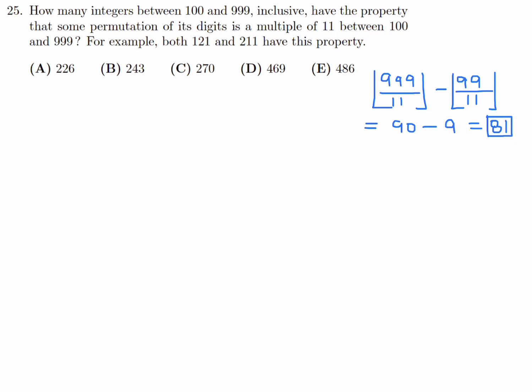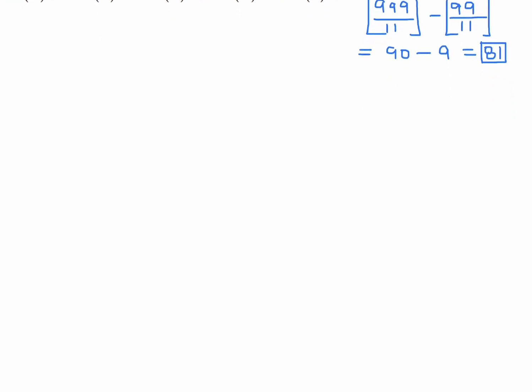But each of those will give permutations. Some will give 6 permutations, some will give 4 permutations, and so on. So we have to do some casework to figure out how this will all work out.